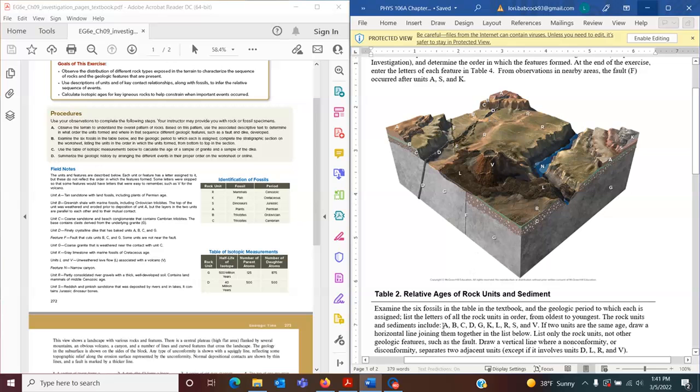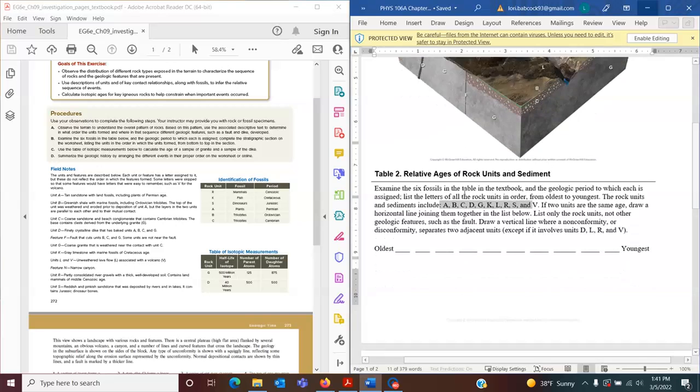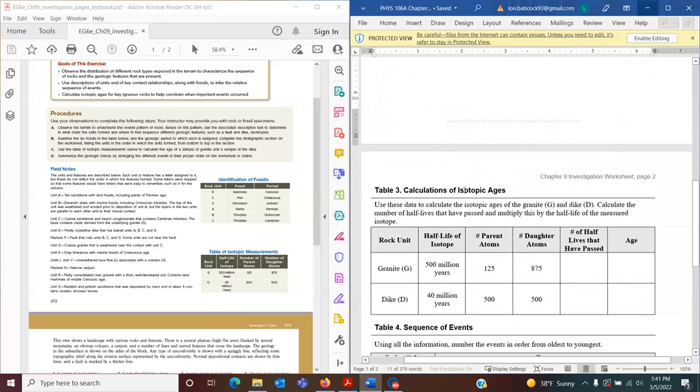So you're only going to be writing down the order of A, B, C, D, G, K, L, R, S, and V. And the 2 units that should be the same age would be these volcanic units. So when you determine where they would be in that ranking of oldest to youngest, you can draw a line between those. All right. But this is going to take some investigation and studying by you. And you can always ask me questions.